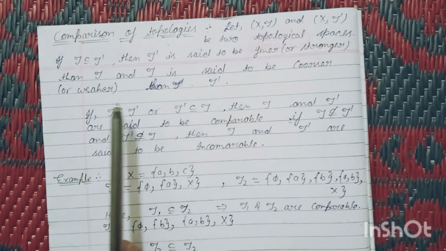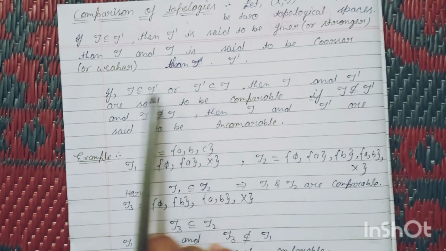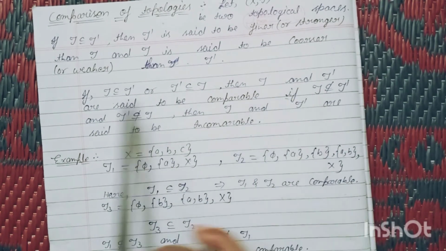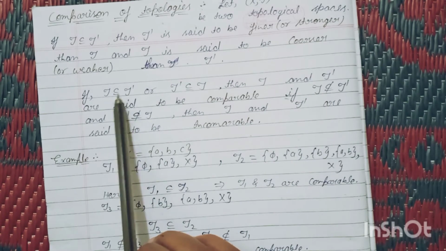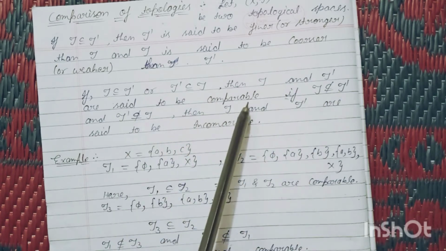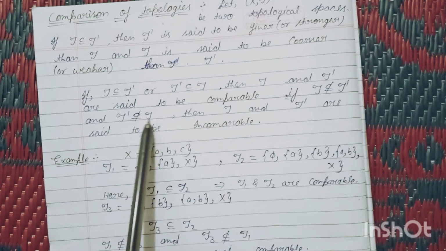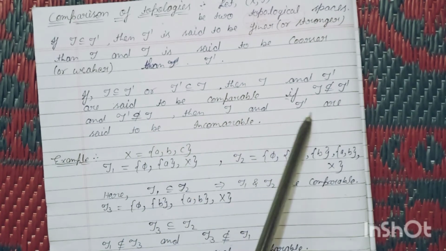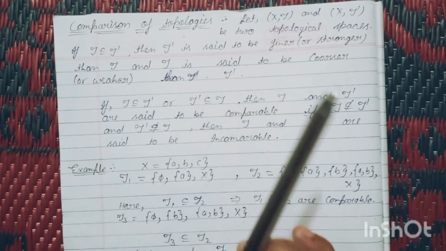If T is contained in T' or T' is contained in T, then T and T' are said to be comparable. If T is not contained in T' and T' is not contained in T, then T and T' are said to be incomparable topologies. Now it will be clearer with one example.